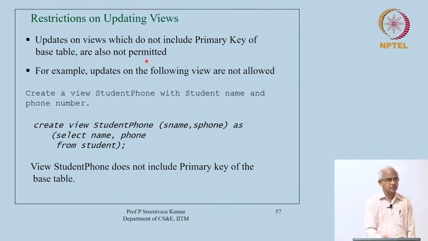Again, the reason is that the update on the view can be mapped in multiple ways to updates on the base table. So, let us say I create a view student phone with student name and phone number. Student name is not a key. So you are just projecting name and phone from student, and there will be so many Kumars with so many phones, and if you try to update some Kumar's phone number, you will be in trouble. Which Kumar is this?